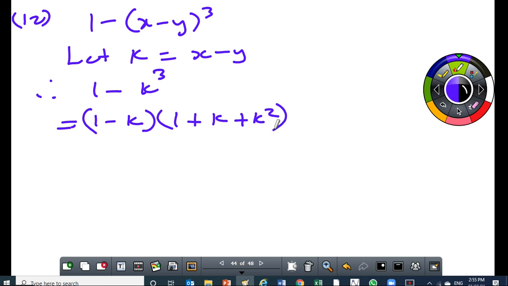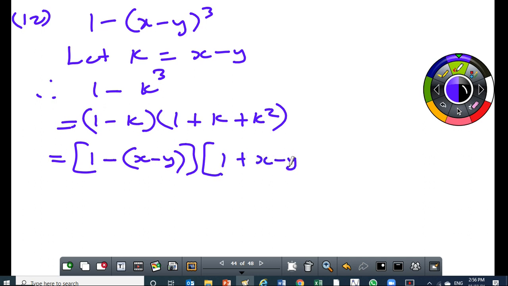But our question is in terms of x and y. So, where there is k, we have to put x minus y. So our final answer is going to be 1 minus, I'll put x minus y inside brackets, like that. Later, I can remove that. Then the second bracket will be 1 plus x minus y. Let me not put that in brackets. The k squared will be x minus y all squared when I close the bracket.